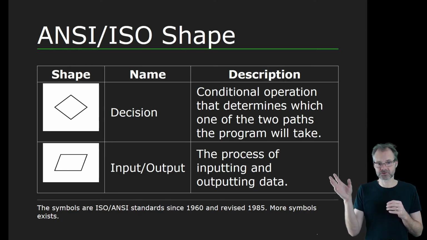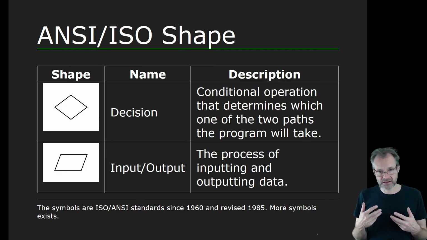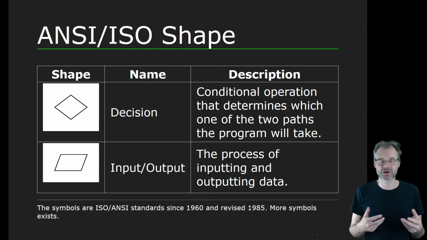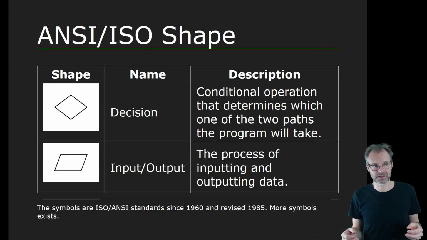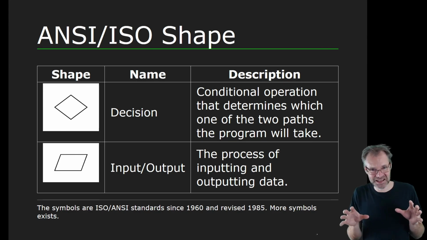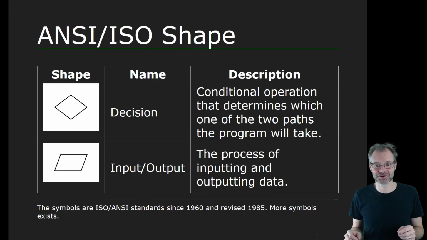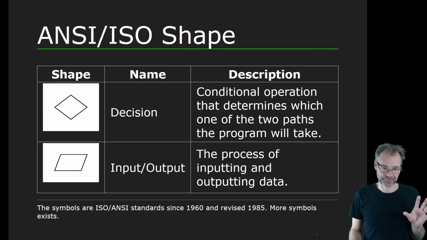Then we have a rhombus stating that here we do some kind of input or output, inputting or outputting data from the flow. So these symbols are standardized, so it's fairly easy to get the same look and feel of a flowchart, standardized back in the 60s and revised in about 85. So okay.